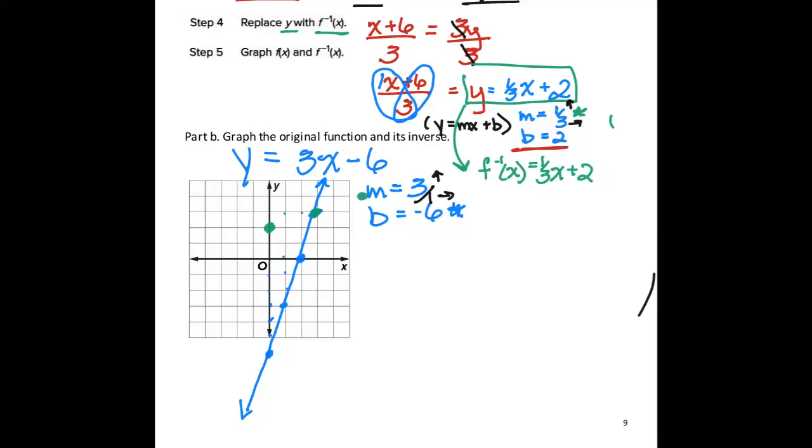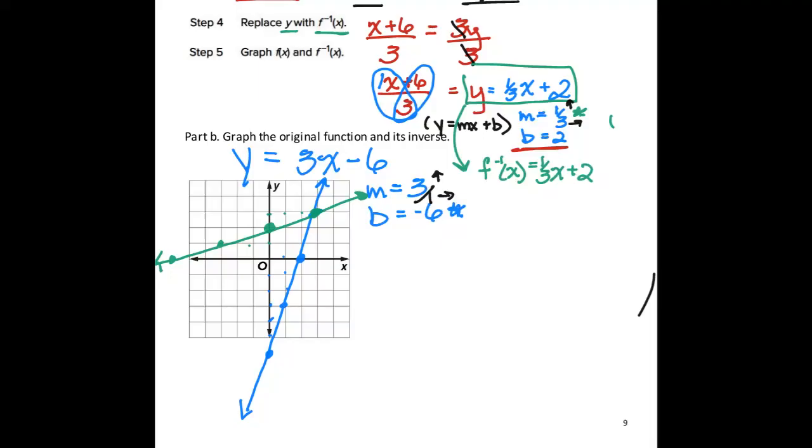And if you want to go backwards, instead of up 1, right 3, you would do the opposite. Down 1, left 3. And we want to connect those points. And you have then, in the blue line, that is the original graph. And the green line would be its inverse. Okay? Any questions about that?